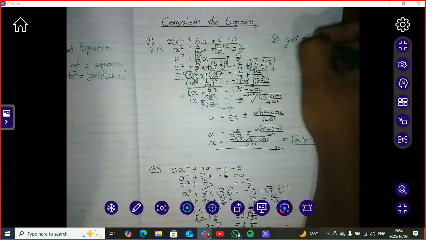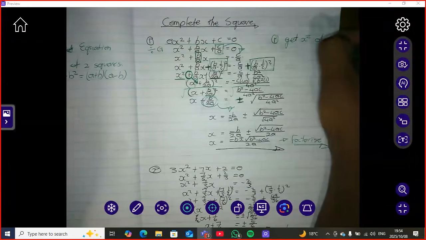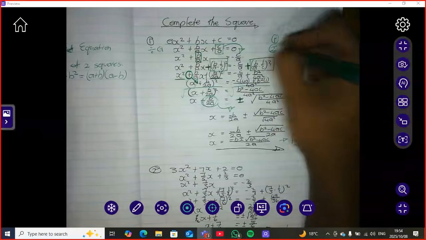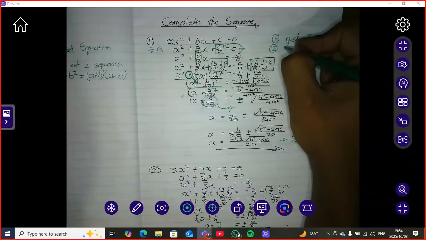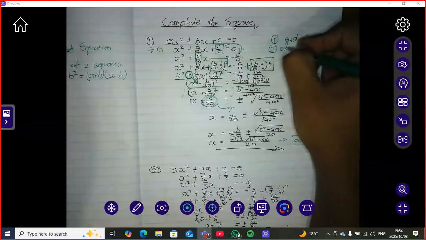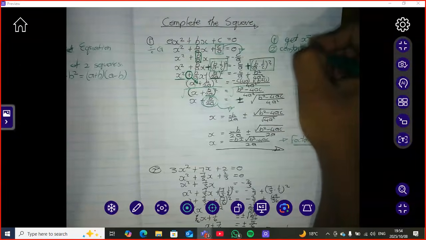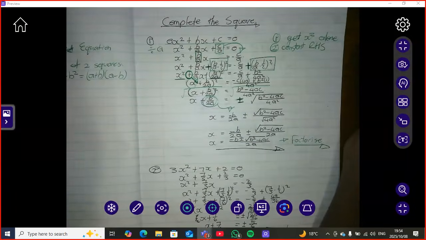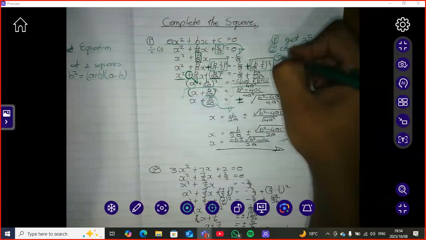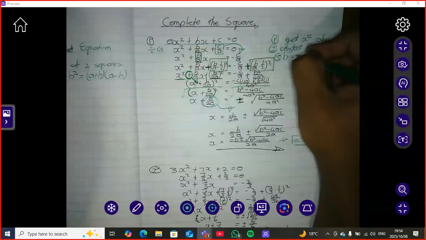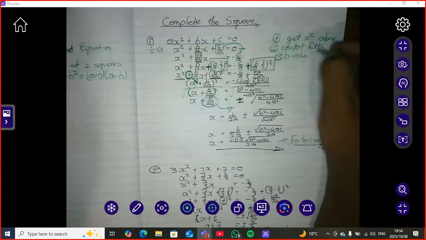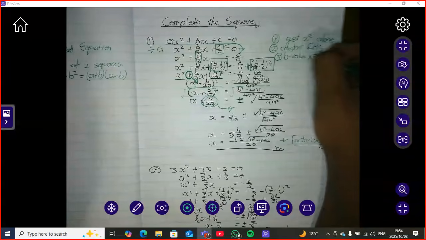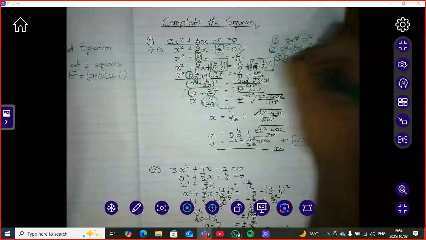get x squared alone. Step two, constant to the right hand side. Step three, p value times half squared.